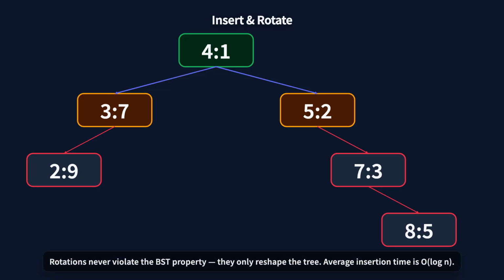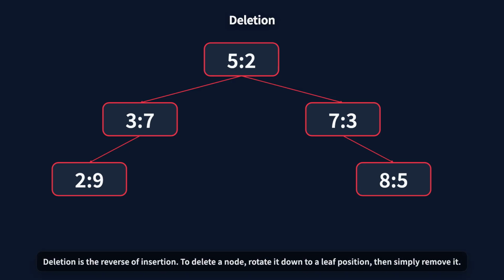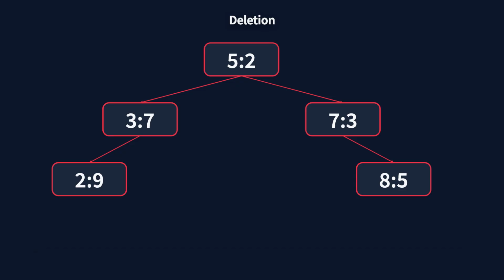Rotations never violate the BST property. They only reshape the tree. Average insertion time is O(log n). Deletion is the reverse of insertion. To delete a node, rotate it down to a leaf position, then simply remove it.